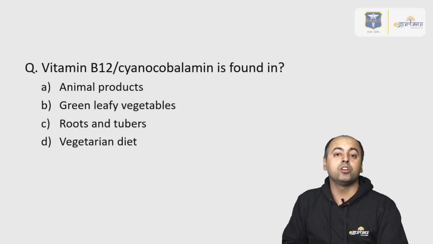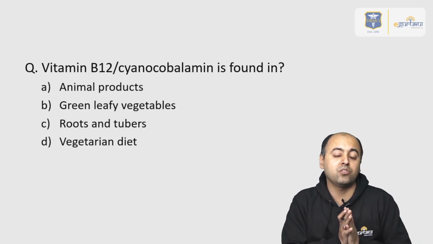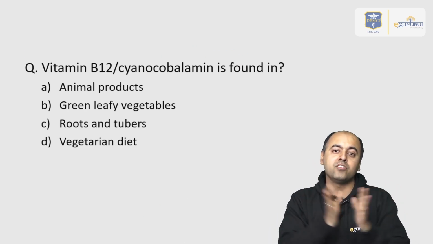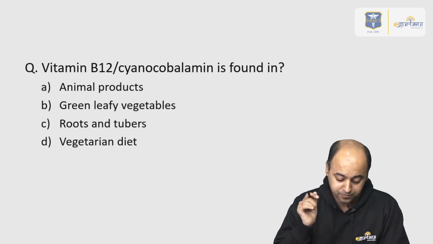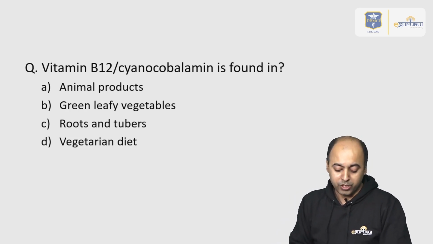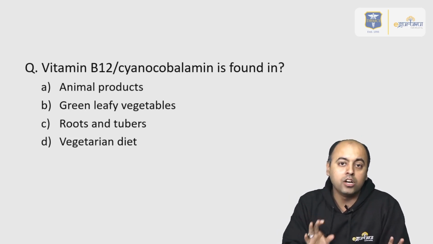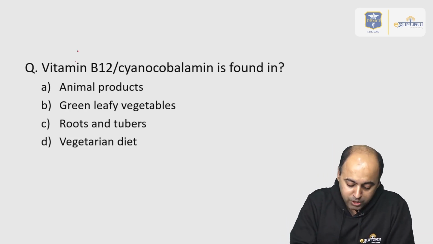Now we go to the domain of vitamins. Lots of questions came from vitamins, focused on only 2 of the vitamins. So we'll quickly take a look at which questions were there from the vitamins. First question: vitamin B12 cyanocobalamin is found in. Please note, vitamin B12 is produced only by bacteria.